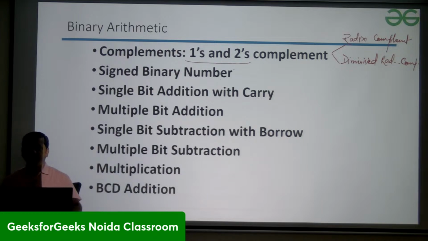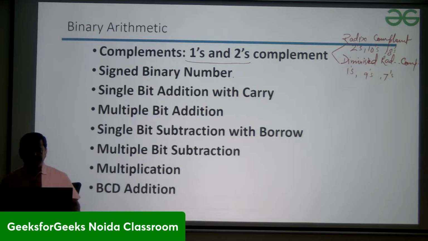Okay, so radix complement, like in the binary number system, is going to be represented as 2's complement. So the radix complement could be the 2's complement for binary, 10's complement for decimal, 8's complement for octal, and so on. But if you look at the diminished one, it is going to be 1 lesser than the base. So for the binary number system, it is going to be 1's complement. For the decimal number system, it is going to be 9's complement. For octal, it is going to be 7's complement, and so on.